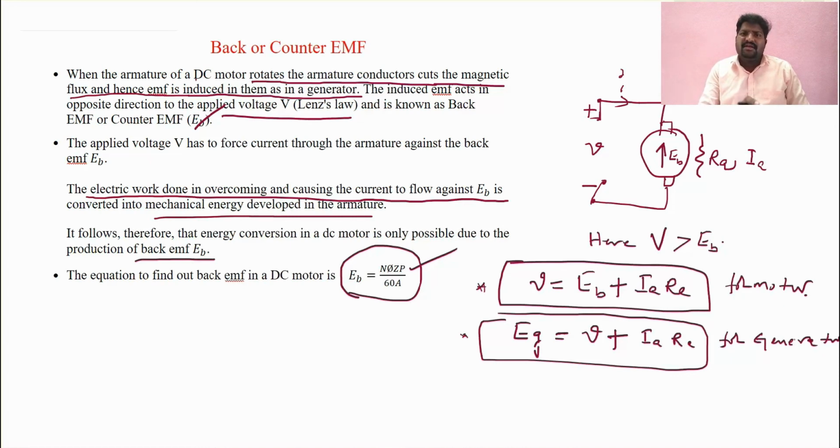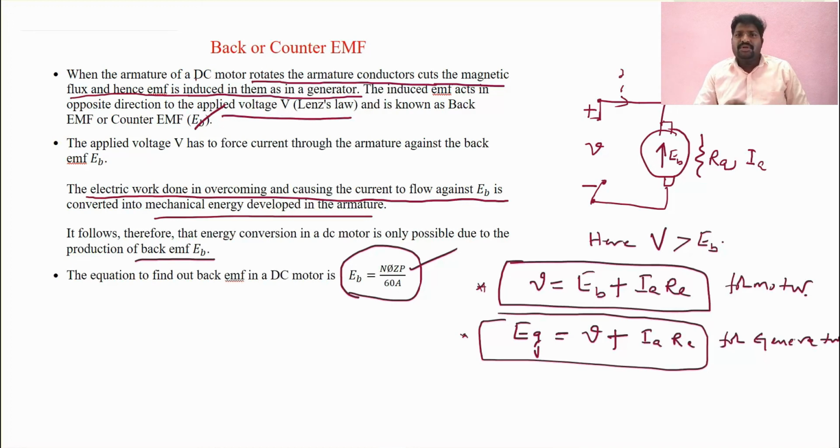Whenever a current carrying conductor is placed in a magnetic field, it will experience a force. That force causes the rotation. After rotation, that conductor will cut the flux and EMF is generated. If the conductors are stationary, there is no back EMF. When the conductors start rotating, only then will the back EMF start. Without generation of back EMF, the motor cannot work. There is a significance for this back EMF.